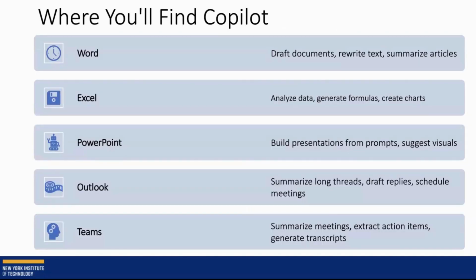One of the best things about Copilot is that it's everywhere you already work. In Word, you can draft documents like syllabi or revise assignments. In Excel, you can quickly analyze data such as grades or attendance. In PowerPoint, you can generate slides from an outline. In Outlook, you can summarize email threads or draft responses. And in Teams, you can recap meetings and generate next steps. In each app, the Copilot icon will usually appear in the ribbon at the top or in a floating toolbar nearby.